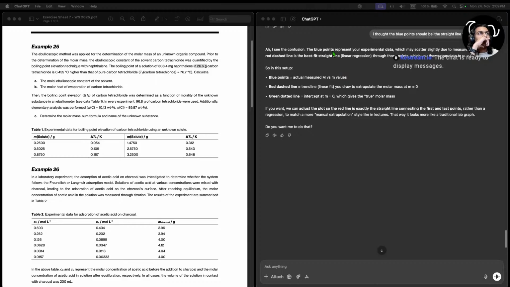I see the confusion. The blue point represents your experimental data, which may scatter slightly due to the measurement error. The red line is.